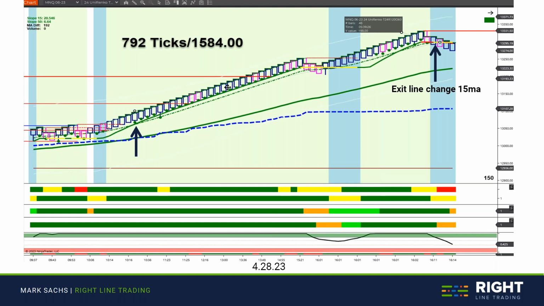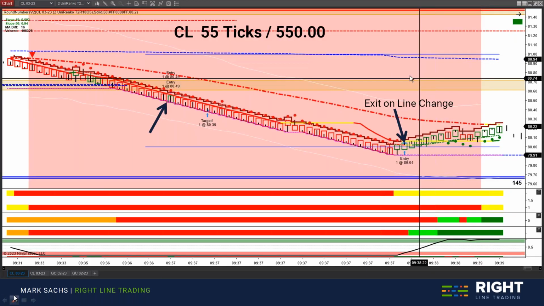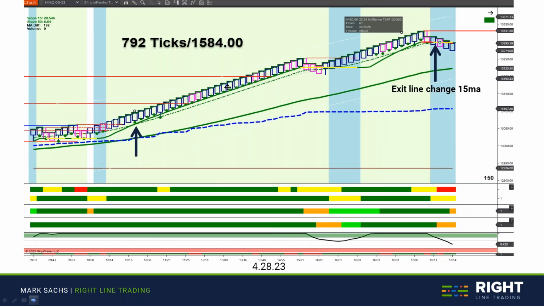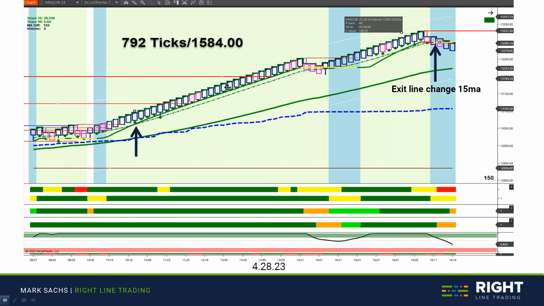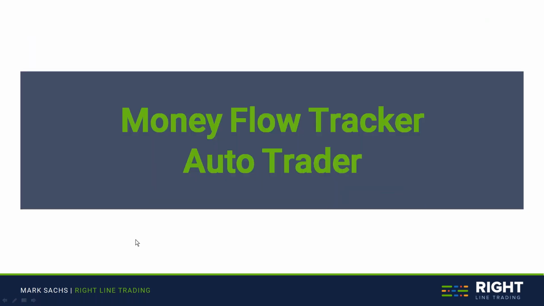Here's another trade, another setup. Now this is on the auto trader, but let me see something. This is on the auto trader, 792 ticks. And that slide is just out of place. Okay, that shouldn't be there. That should be in this section. So I have to fix that.